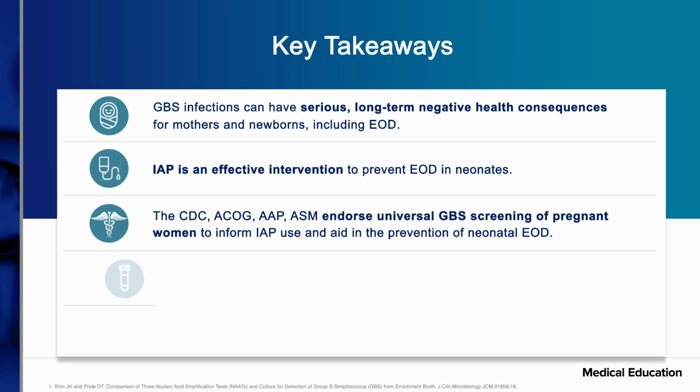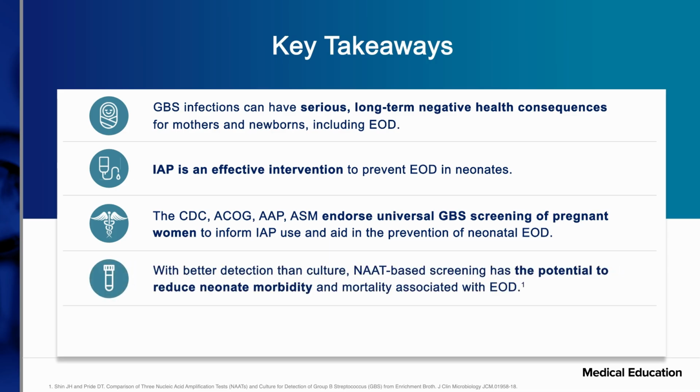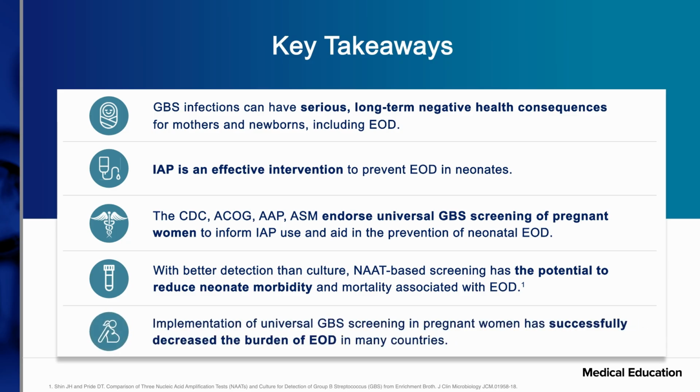With better detection than culture, it's pretty clear that molecular tests have the potential to further reduce what's already been reduced by finding more cases of group B strep. More mothers can be treated with IAP and lead to even further driving down neonatal morbidity and mortality due to early onset disease. And implementation of universal GBS screening in pregnant women has successfully decreased the burden of early onset disease in many countries, and those were just a few of the studies that I had just shown. So it's an enormous success story.